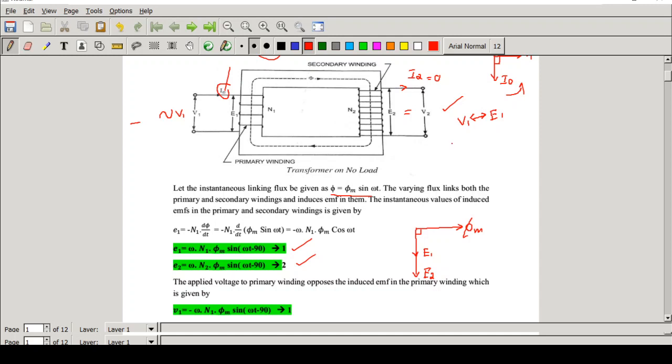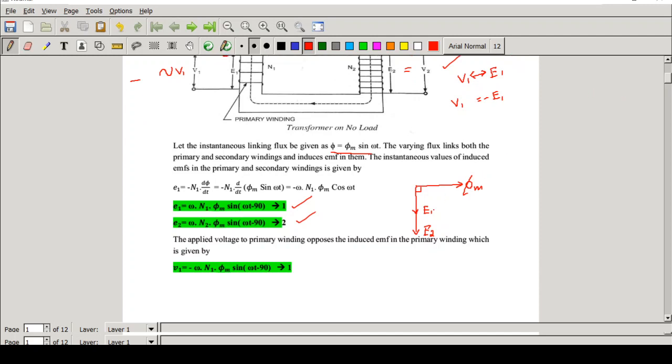So actually you can take V1 is equal to minus E1. If you know the direction of E1, then what will be the direction of V1? It will be just opposite to it, right? So here we know the direction of E1, so V1 will be like this. V1 is just opposite to E1. That is why we write V1 is equal to minus E1.